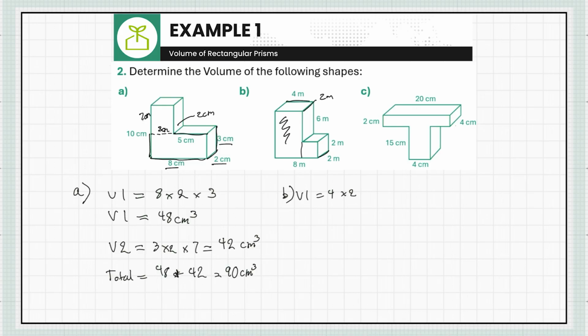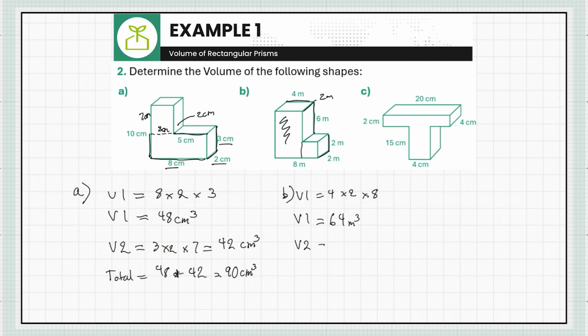And then all we need to do is work out our height. Now our total height is going to be our 6, which goes down to here, and then we add on the 2, so it's going to be times 8. So the volume of our first particular shape is going to be 4 times 2 times 8, and that means it's going to be equal to 64 meters cubed.